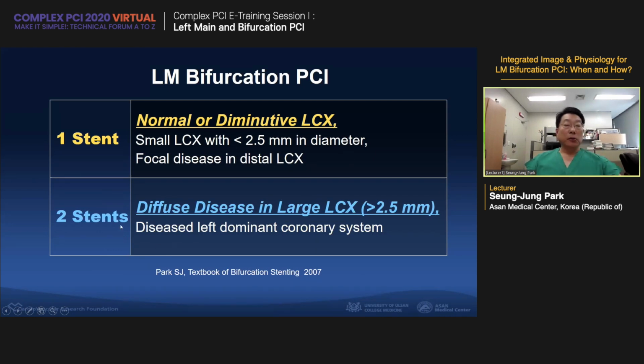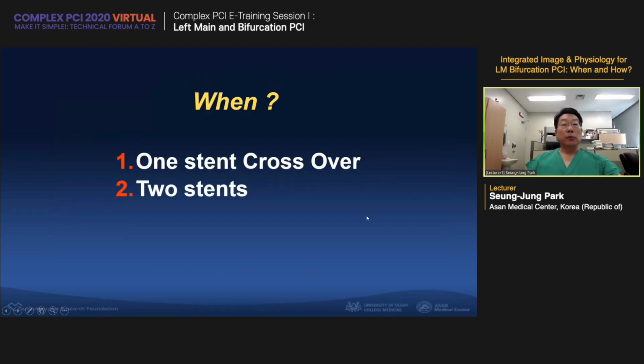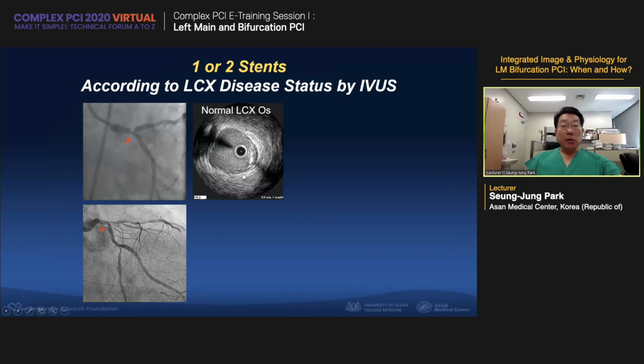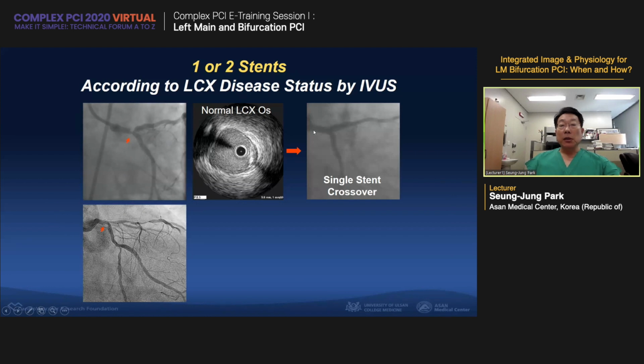just crossover. And 2 stent for diffuse disease in a larger circumflex, more than 2.5 millimeters; we have to consider 2 stent from the beginning. So when do we consider 1 stent crossover, and when do we consider 2 stent? You decide according to the circumflex disease status by IVUS. The first one, excuse me, true bifurcation disease by angiographic findings. However, IVUS findings clearly show the circumflex ostium is absolutely free of disease, normal. And so we did just a single stent crossover for the main disease.